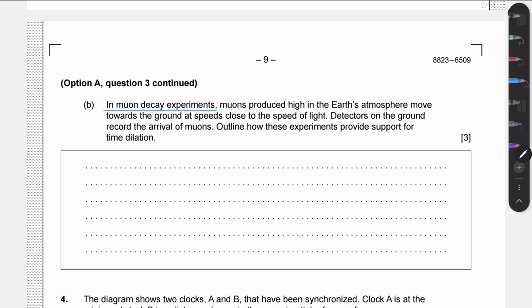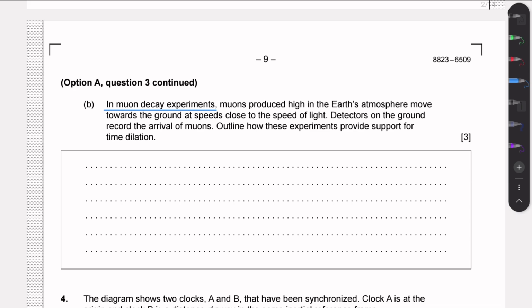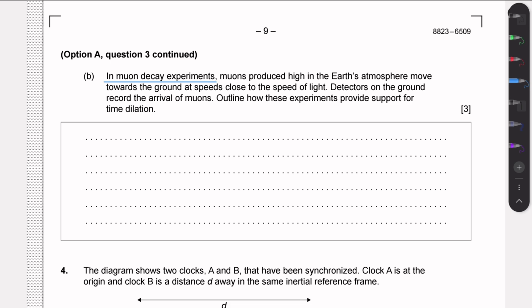However, the last part of this question is where we're told that in muon decay experiments, so these are still part of the syllabus, muons are produced high in the Earth's atmosphere and move towards the ground at speeds close to the speed of light. Detectors on the ground record the arrival of muons, and we need to outline how these experiments provide support for time dilation. So the main thing is that muons have a very short lifetime. They decay very quickly into electrons. So that's the first point we need to write down.